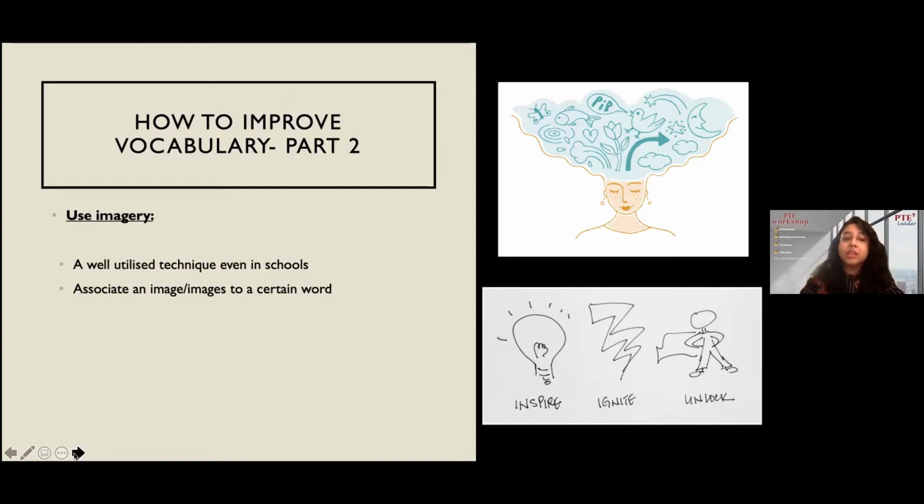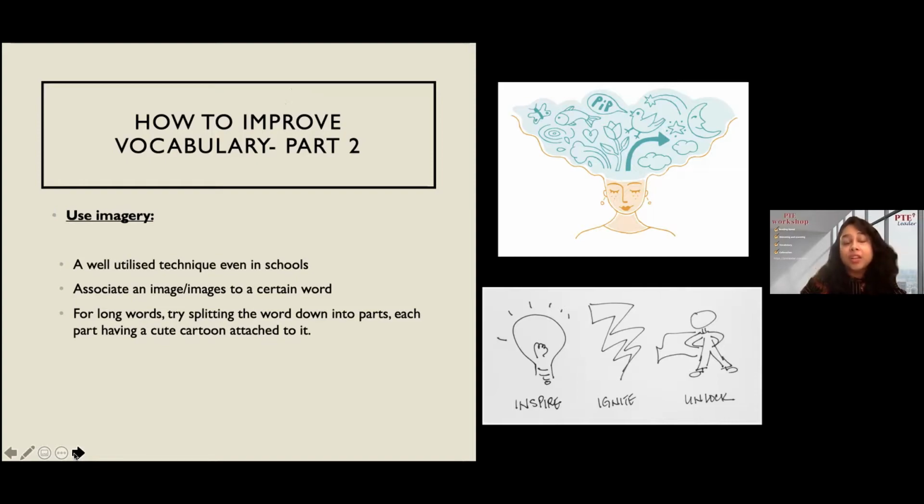So to use this technique, we should associate an image, or more than one image, to a certain word. For long words, try splitting the word down into parts, each part having a cute cartoon attached to it. So if you are learning new words, if the word is short and nice, maybe you can attach one picture, one cartoon, or any kind of drawing to help you remember that. But if the word is lengthy, complex, and very hard for you to remember, you can split the word into 2 or 3 smaller parts. And for each part, you can also again attach several cartoons or pictures.